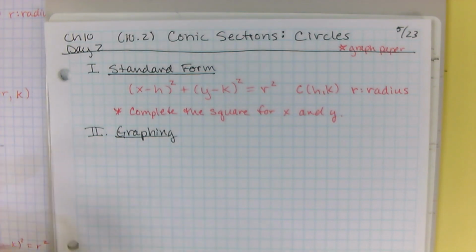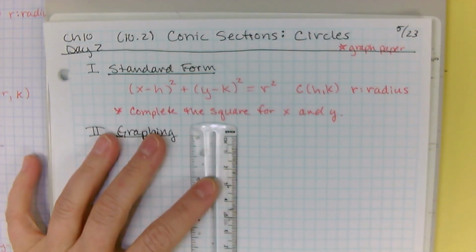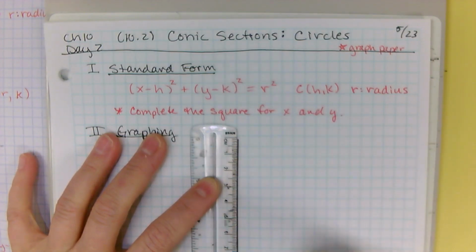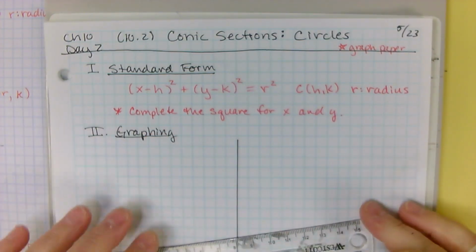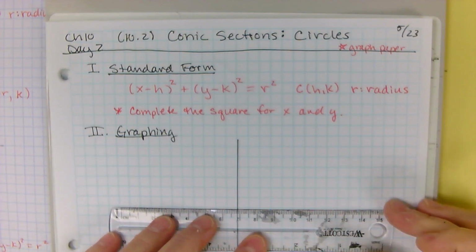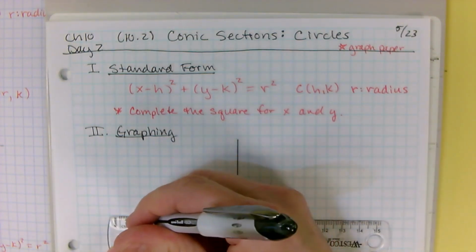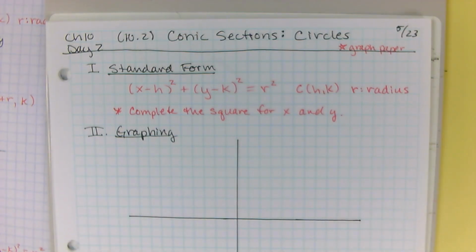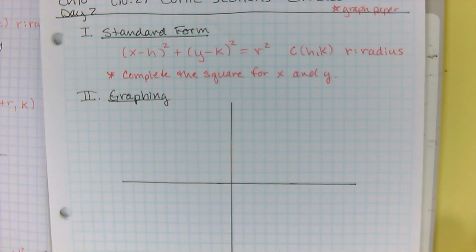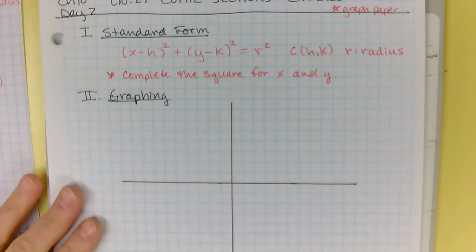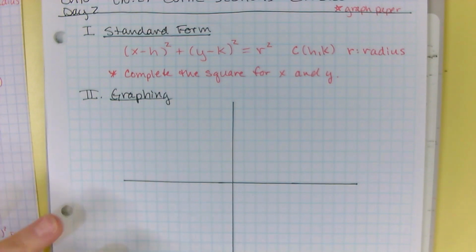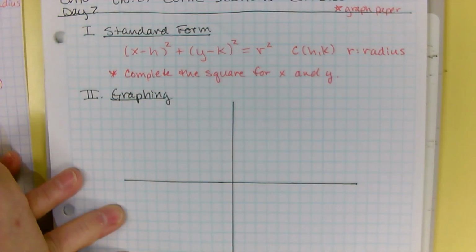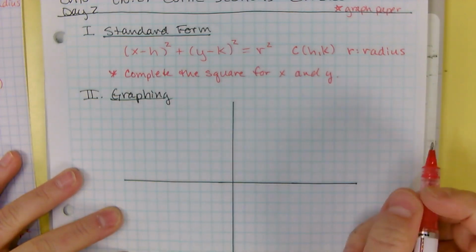All right, so on your paper, I want you to draw a fairly large pair of axes. Leave some space at the bottom because we're going to add more stuff to the bottom. So graphing a circle is mainly counting spaces. That's what it gets down to. I'm going to use red for the formula, and then we'll use black for an example.